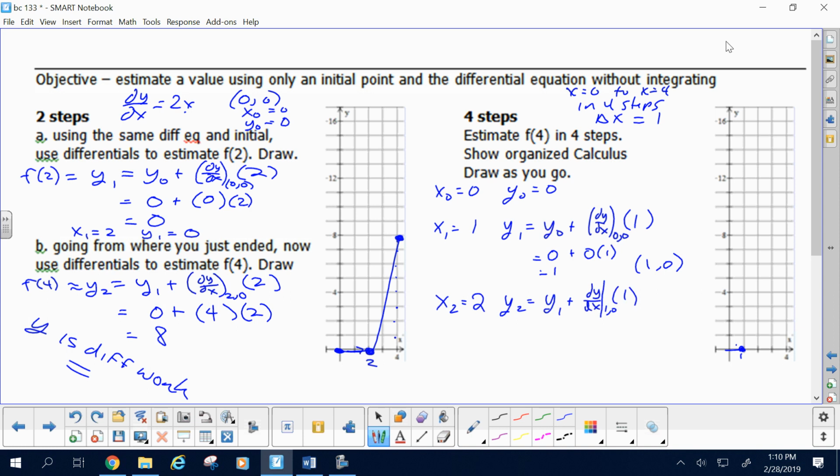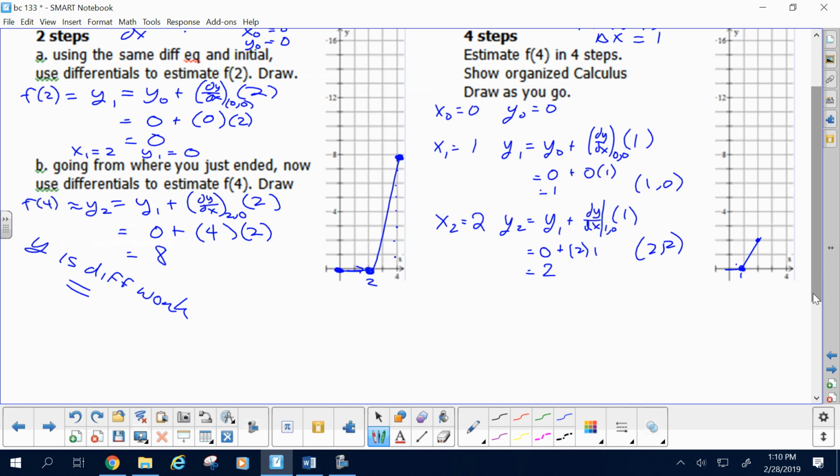What's the y1? Well, what y did we leave off at? 0. And what's the new slope at the point 1, 0? dy dx at 1, 0 is 2. All right. So we're expecting y to go up by 2 units in that next movement. Draw a little segment from 1, 0 to 2, 2. We're leaving off at the point 2, 2. It's nice work to chart the points as you go. It'll be helpful. You'll see in a second.